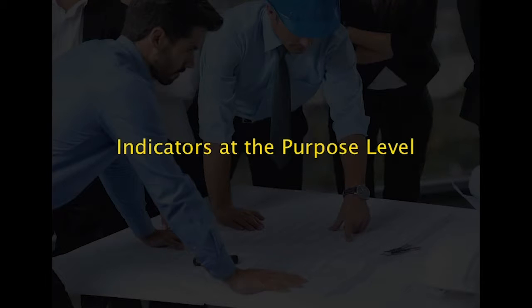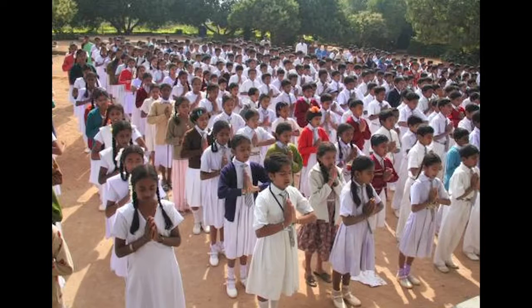Indicators at the purpose level. School attendance of 6 to 14-year-olds is increased by 200% within 4 years. That leads to 90% of 6 to 14-year-olds in that region having gained literacy skills within that particular 4 years.